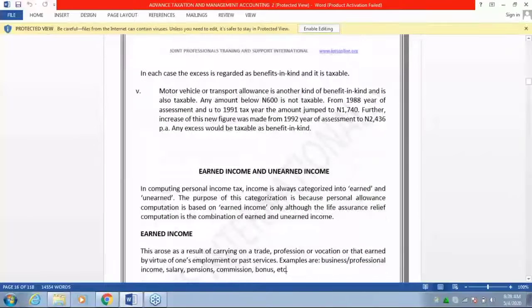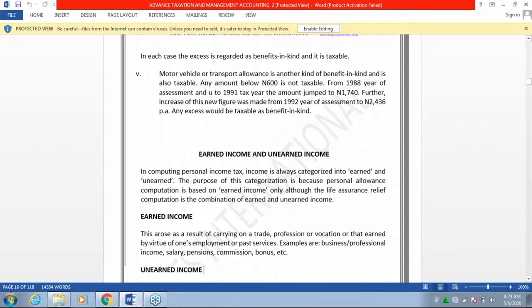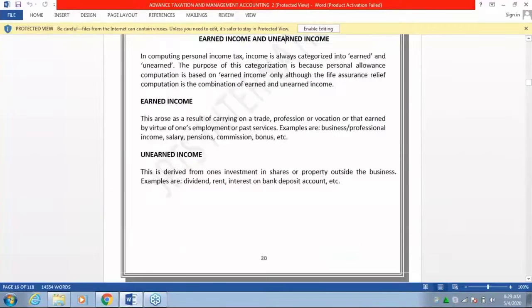What do you understand by earned income or unearned income? In computation of personal income tax, income is always categorized into earned and unearned. For the purpose of this categorization, it is simply because the personal allowance computation is based on earned income only, although the life assurance relief computation is a combination of the earned and unearned income. Now, what is earned income?